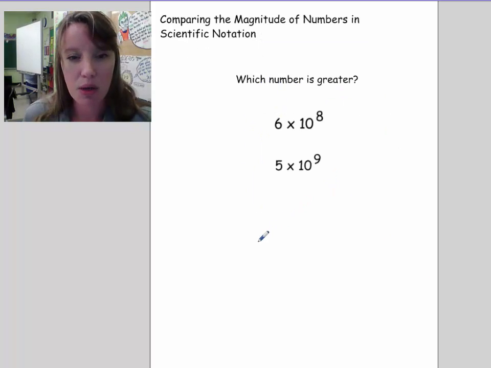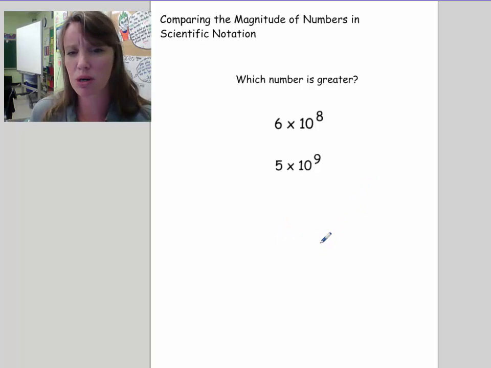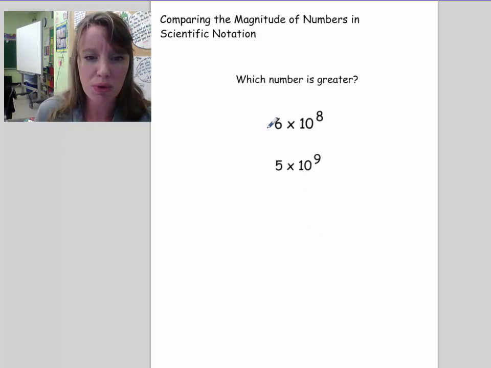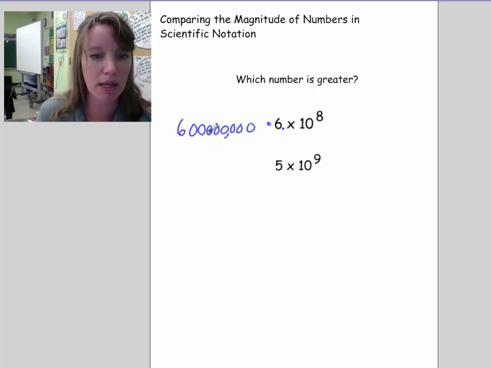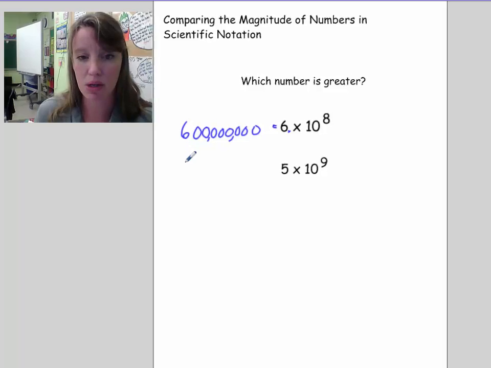All right, so the first thing that we could be asked is, we could look at two numbers in scientific notation, and we could be asked which number is greater. If we wrote these numbers out in standard form, this 6 times 10 to the 8th power is going to be 6, and since the decimal place is already to the right of the number, I'm going to be adding 8 values of 10, so that's just 8 zeros. It's always a good habit to go back in and put your commas in so that you can tell the place value that you land on. So that is 600 million, right?